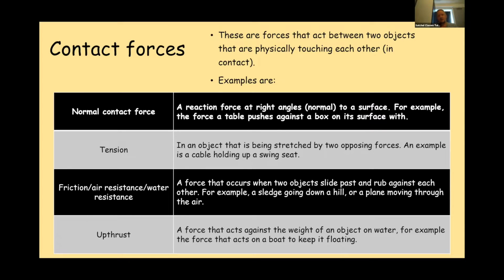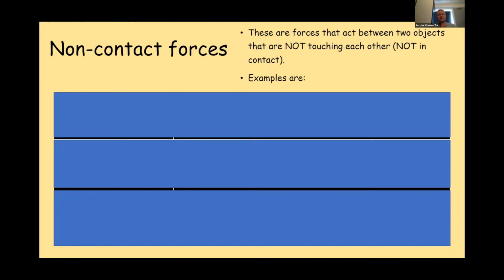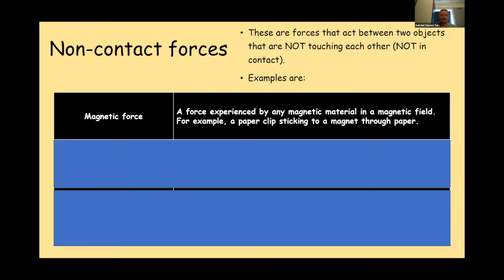These are different to non-contact forces. These are forces that can act between two objects that are not touching each other, i.e. not in contact. Examples of these are the magnetic force, which is a force we came across before, experienced by any magnetic material in a magnetic field. For example, paper clips sticking to a magnet through a piece of paper. It's not actually touching the magnet, but it's still in the field of it, so it can feel its force.